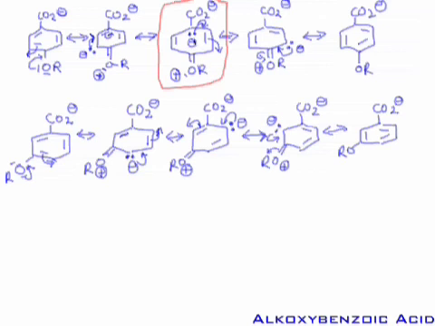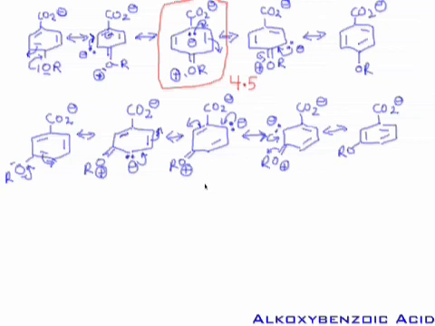Notice that in this resonance contributor, a negative charge ends up beside the CO2 minus. Two negatives beside each other are repulsive. This destabilizes the anion, making the para less acidic. And indeed, compared to benzoic acid, pKa 4.2, para has a pKa of 4.5.